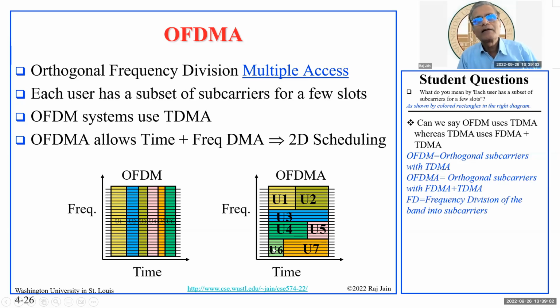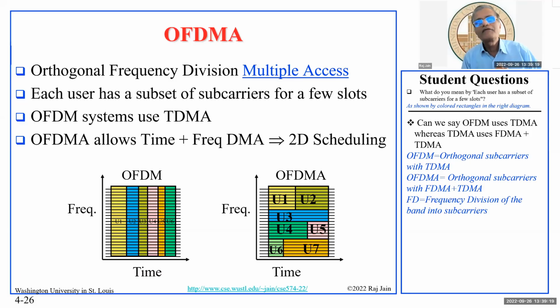On the other hand, you divide both by time and frequency. You give 5 subcarriers here to this guy, 10 for this and 20 for that, and 10 for this and 20 for that. You divide on both time and frequency. That is OFDMA.